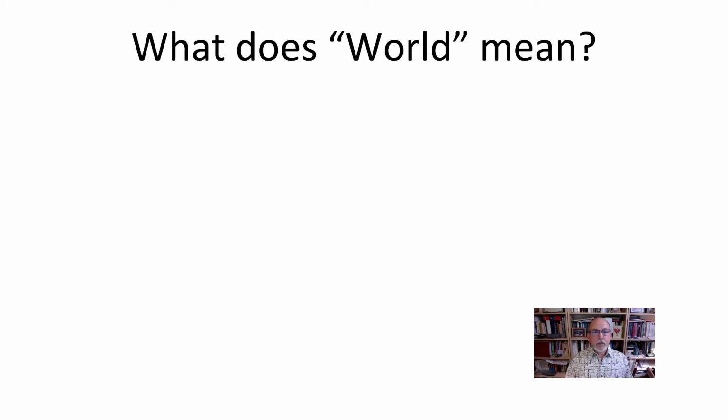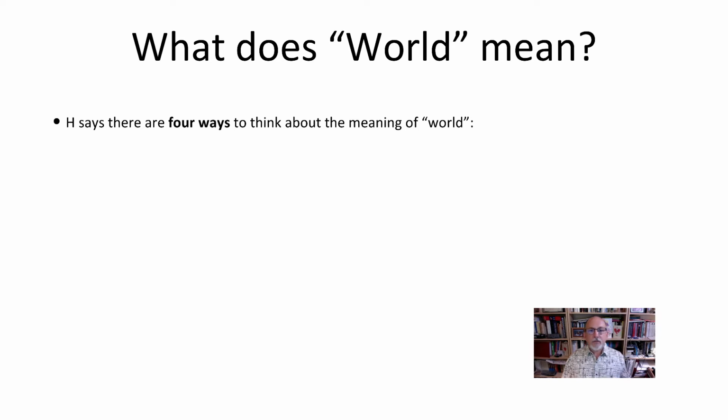So being in the world, we talked about being in, and the in of Dasein is different from the in of coffee in a coffee cup. The in of Dasein is a kind of dwelling. Well, what does world mean then? Heidegger says there are four ways that we can think about the meaning of the word world.